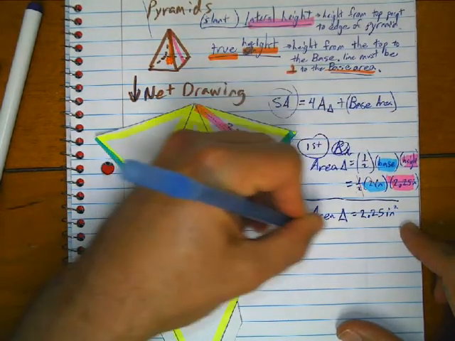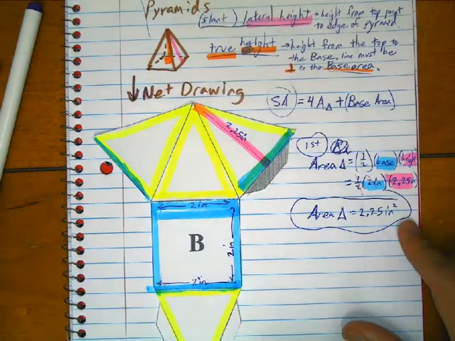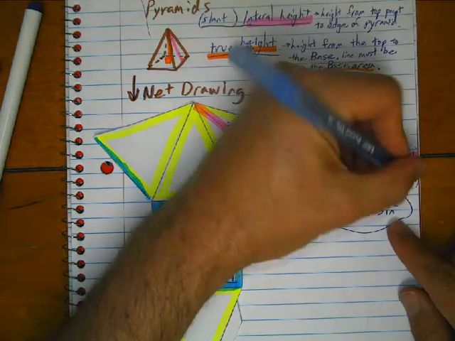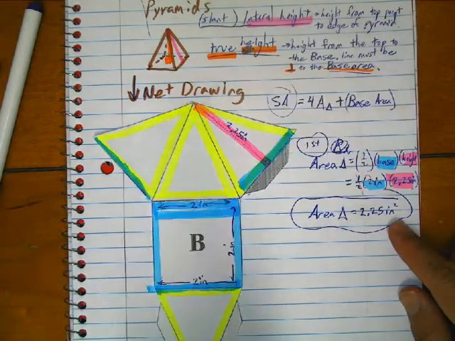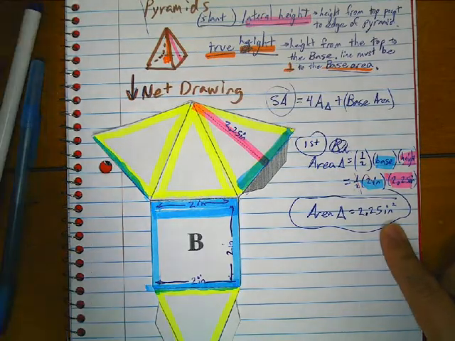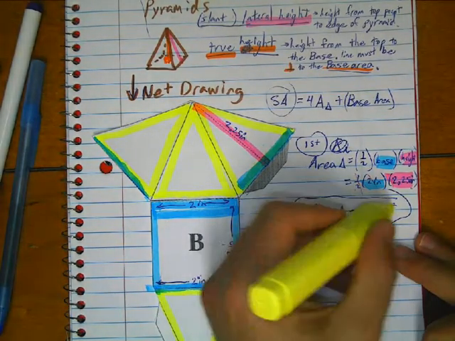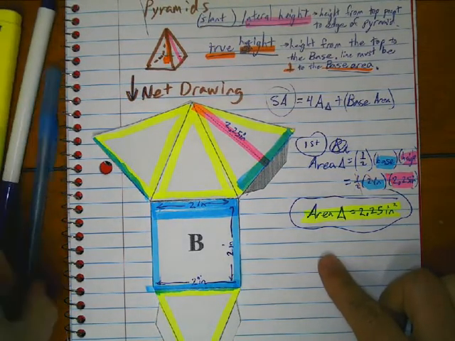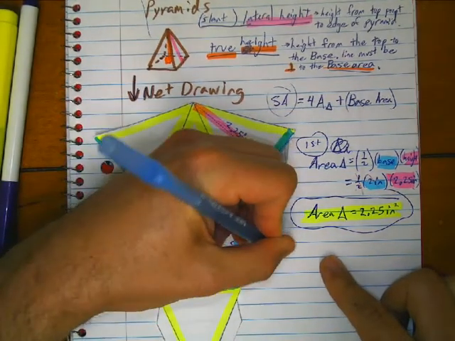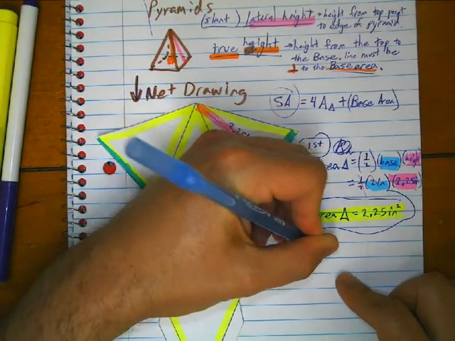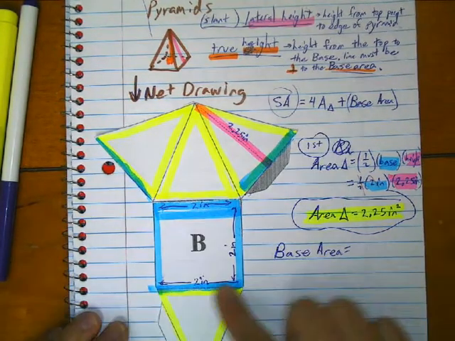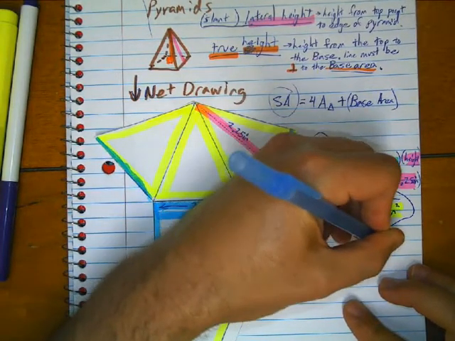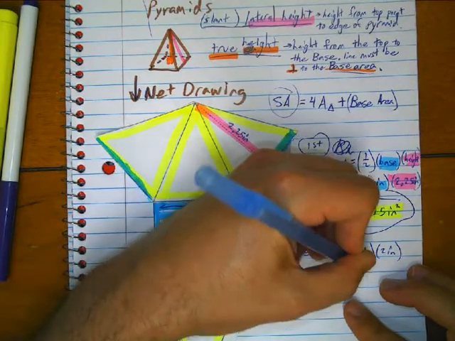You know the units are correct because here we have inches, and here we have inches, and inches times inches gives me inches squared. All right, so that's my area of a single triangle. Now what's the area of the base? So the base area equals 2 inches times 2 inches. So that equals 4 inches squared.